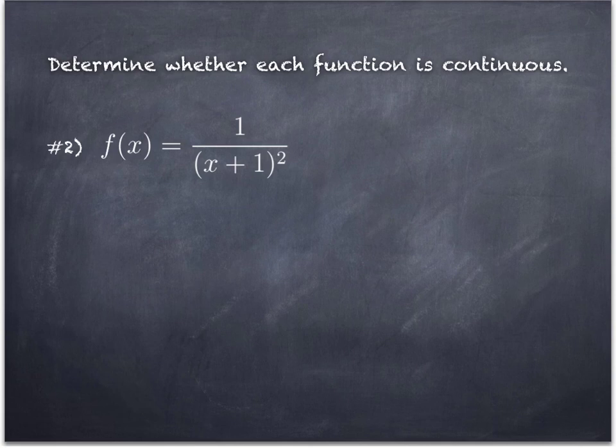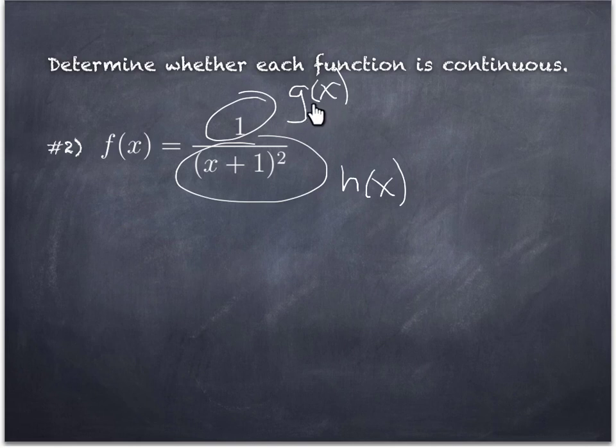What about this function? Is it continuous? Well, let's examine the parts of this function. We have the numerator, which is one function. We have the denominator, which we could say is a different function. Let's say that the numerator is g of x. Is g of x continuous? Yes. y equals 1 is continuous, so it's a horizontal line. How about x plus 1 quantity squared? Let's say that's h of x. Is that continuous? Yes, that's a parabola. But when you put those together, if your denominator can equal 0, then that makes this discontinuous.